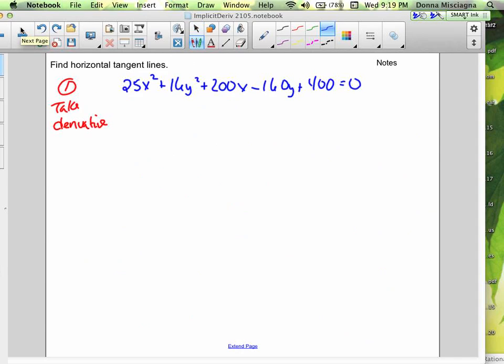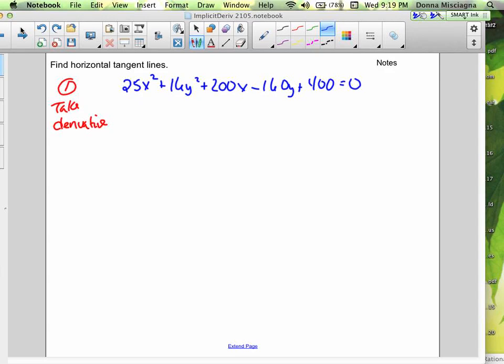All right, so here we have 25. We're going to take the derivative, and we're going to find horizontal and vertical tangent lines. In this particular video, we are just going to find the horizontal tangent lines. Our very first step, though, is to take the derivative. This is actually a pretty easy derivative.